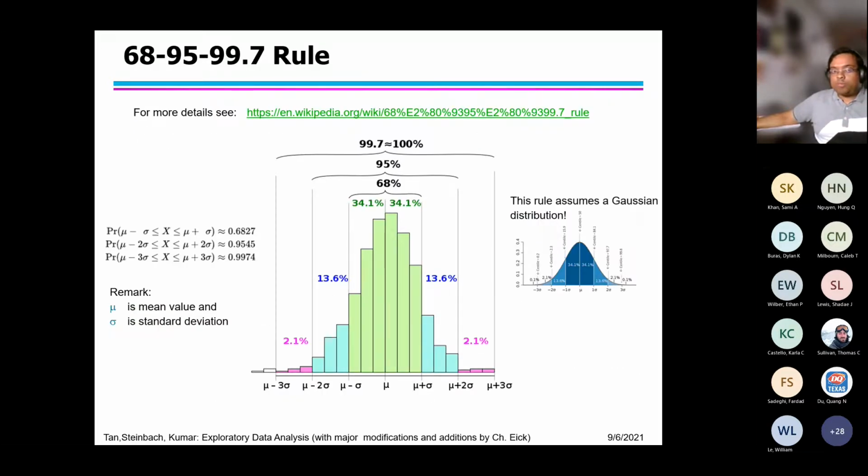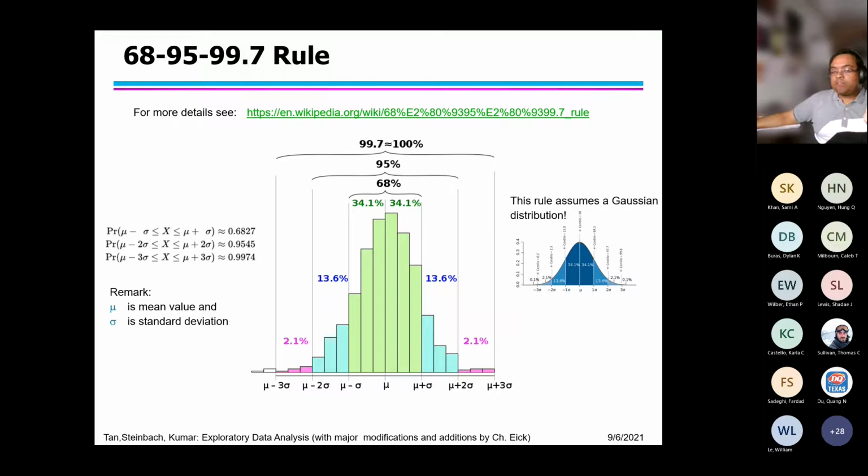So this is a very common rule of standard deviation, where around 68.27% of your data is going to fall within one standard deviation of your central tendency. Now, to be very clear, this assumes a normal or Gaussian distribution. If your distribution has multiple peaks or if it is skewed in any way, then this does not work at all.